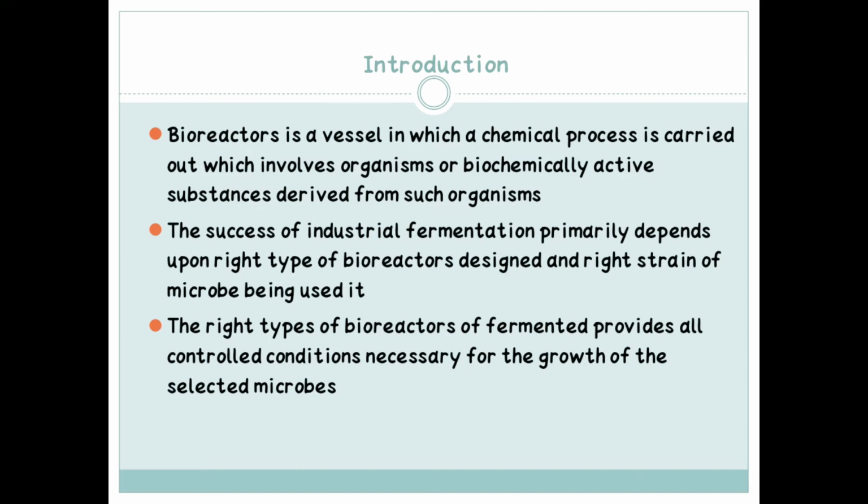Introduction. A bioreactor is a vessel in which a chemical process is carried out which involves organisms or chemically active substances derived from such organisms. The success of industrial fermentation primarily depends upon the right type of bioreactor designed and the right strain of microbes being used. The right type of bioreactor or fermenter provides all controlled conditions necessary for the growth of selected microbes.